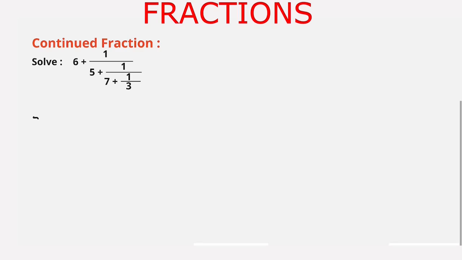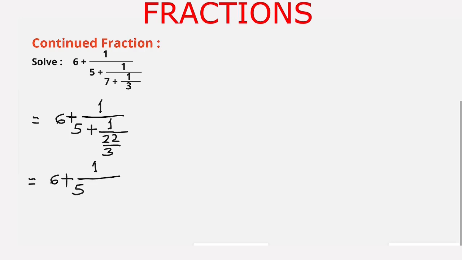So this is equal to 6 plus 1 upon 5 plus 1 upon, now it is 7 plus 1 upon 3. 7 plus 1 upon 3 is 7 times 3 is 21 plus 1 is 22 upon 3. This is equal to 6 plus 1 upon 5 plus 1 upon 22 upon 3. The denominator of denominator goes into numerator. So it becomes 3 upon 22.